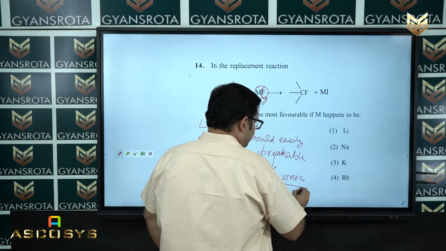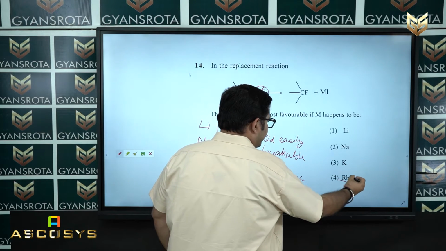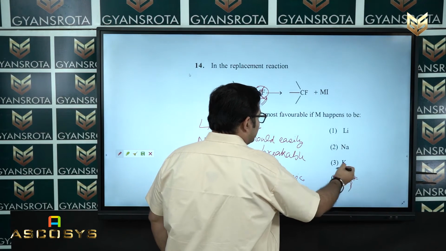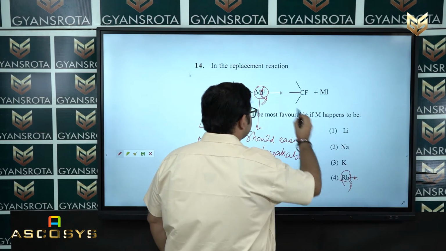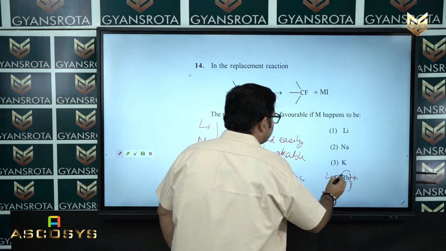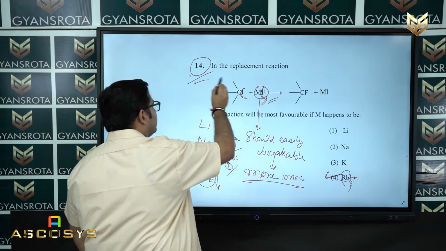So, if you see, rubidium is more ionic, so the bond of rubidium with fluorine will be easily breakable. When it is easily breakable, this reaction will be more favored. So, option number 4 is the correct answer to your question number 14.